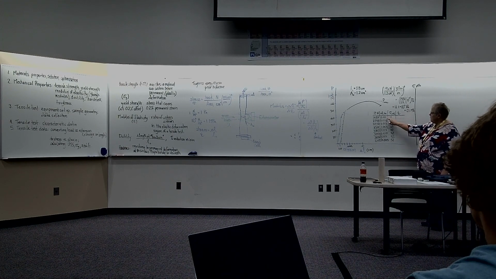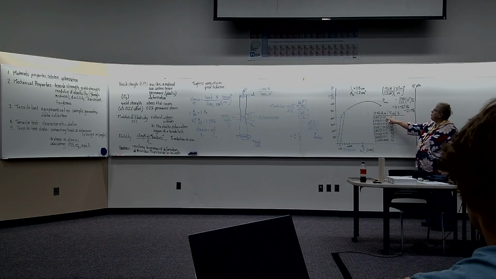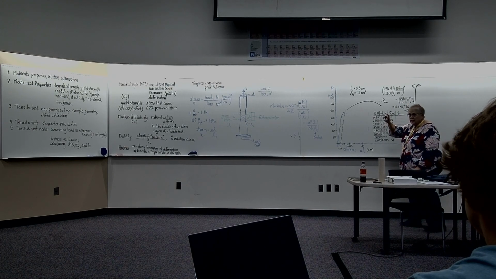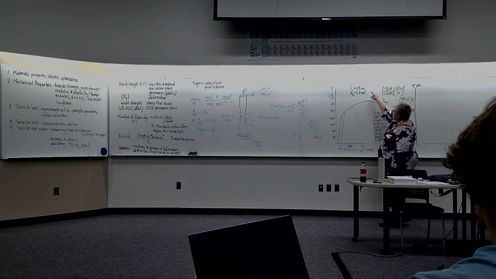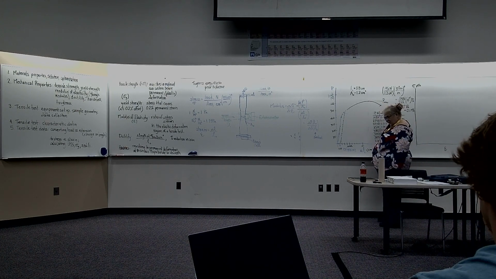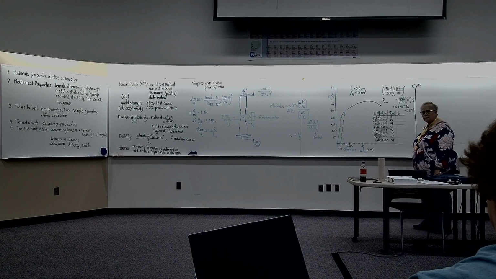Strain is the change in length over the original length, and this is in the gauge. So the gauge length was 0.8 centimeters. So we take each of these numbers and divide by 0.8.